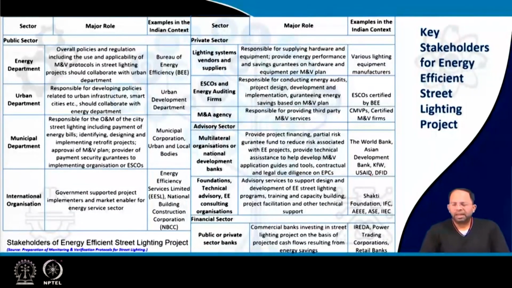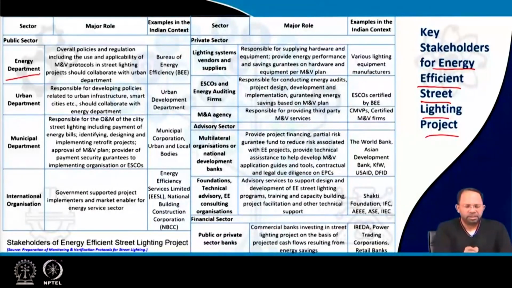So coming to the key stakeholders for energy efficient street lighting projects, I will just go over the broad aspects. The energy department creates the policies and regulations, and then the urban department is responsible for developing policies related to urban infrastructure, smart cities, and which stretches should be changed, and all the policies on what sort of lighting should be utilized and what the funding structure should be. All these things are determined by the urban department.